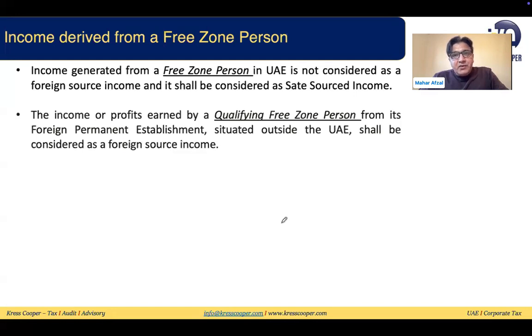In the same way, for the qualifying free zone person, which we have already discussed in the webinar on free zone persons, if they are generating income from the domestic PE or from the foreign PE, both incomes will be subject to tax at 9%. The law says if the qualifying free zone person is generating income from the domestic PE, it will be considered their UAE sourced income. And if from the foreign PE, it will be considered foreign source income.